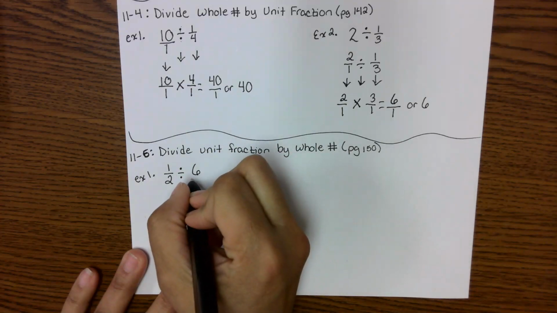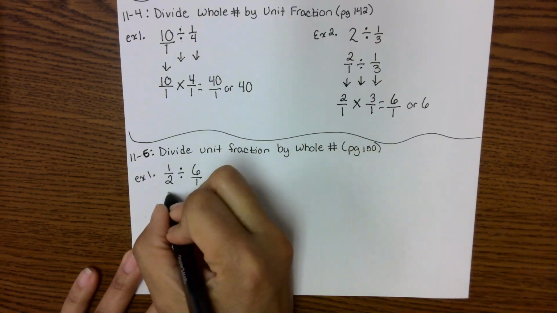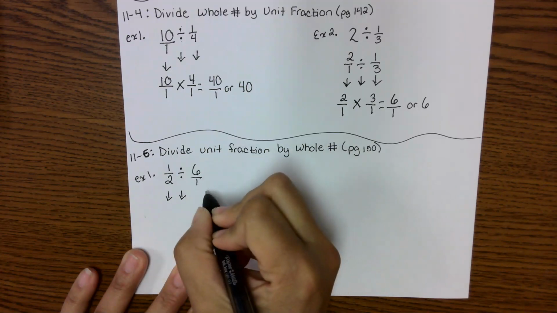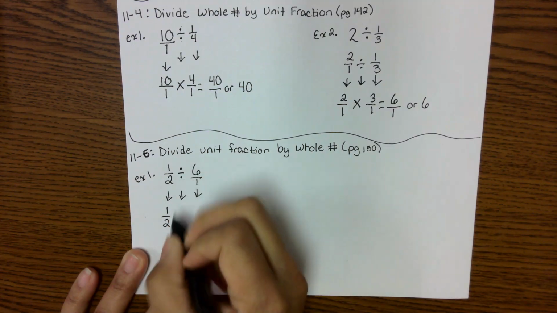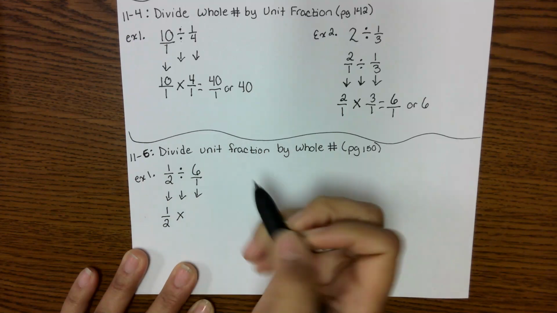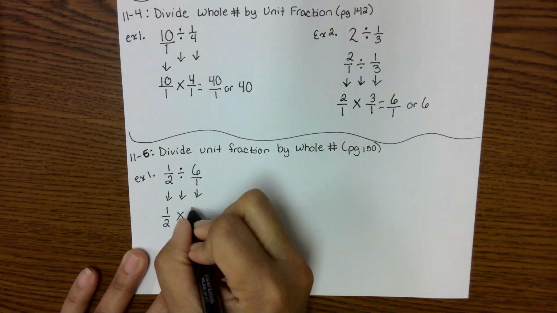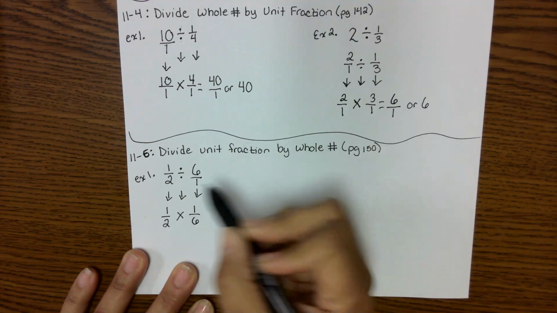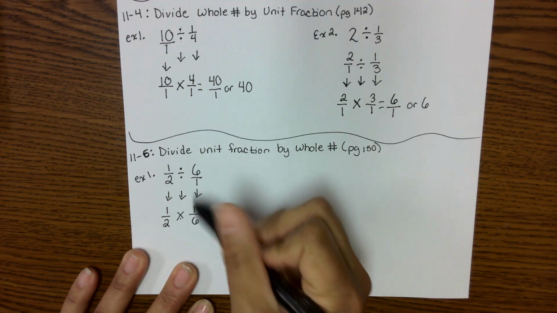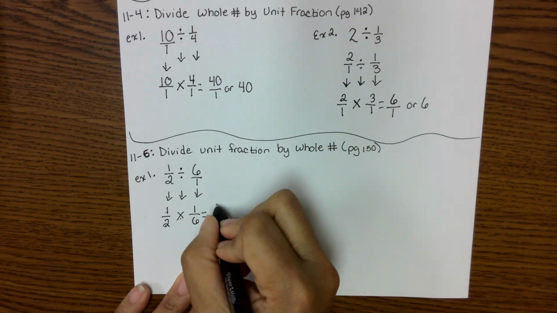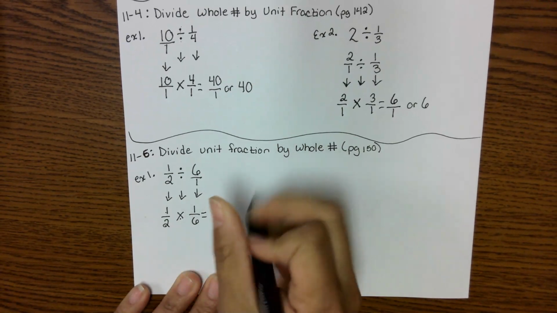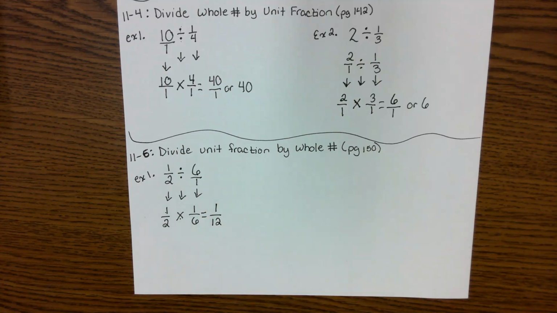First thing, we put this over 1, right? Keep the first number the same. Change the sign. And flip this. So instead of 6 over 1, it's going to be 1 over 6. So keep, change the sign, flip the numbers. And then you do the same thing. 1 times 1 is 1. And 2 times 6 is 12. So she would have 1/12 of a gallon in each cup.